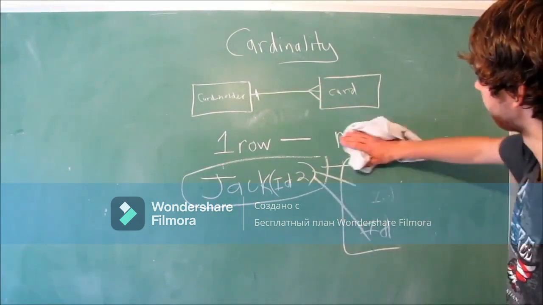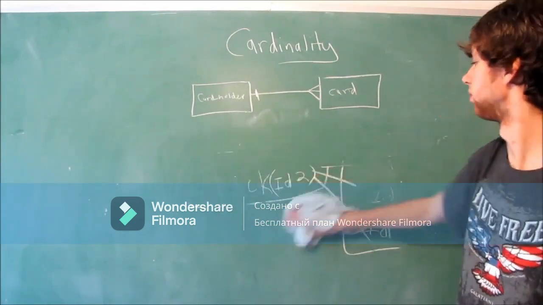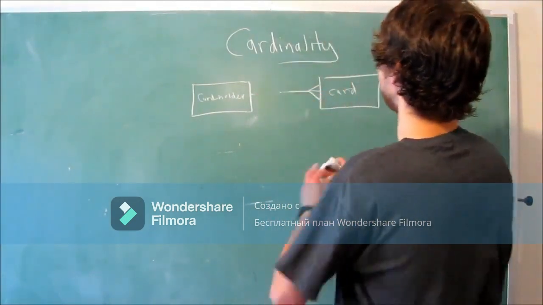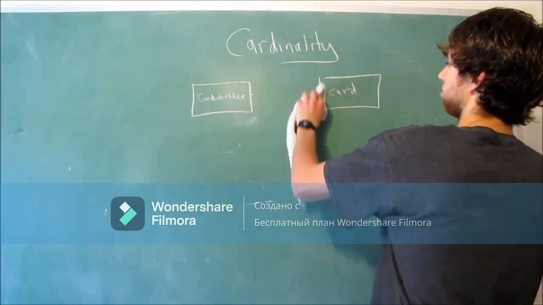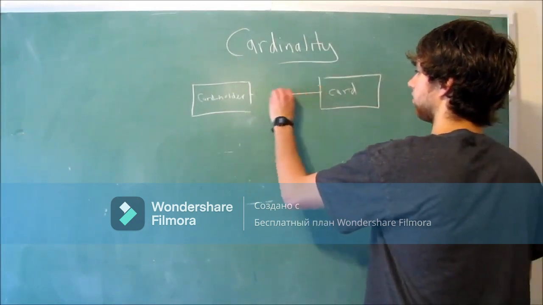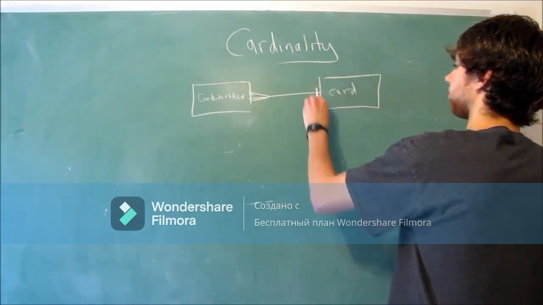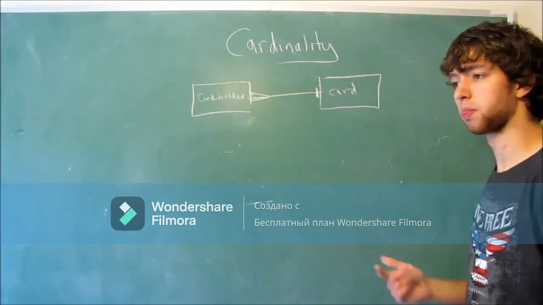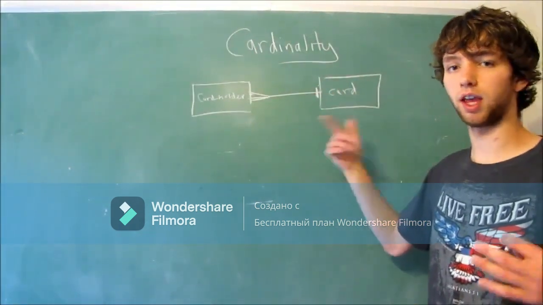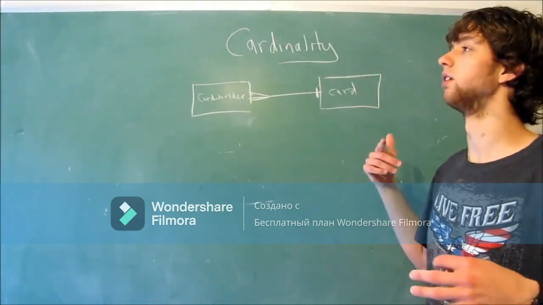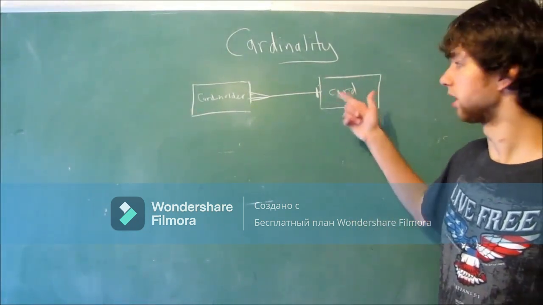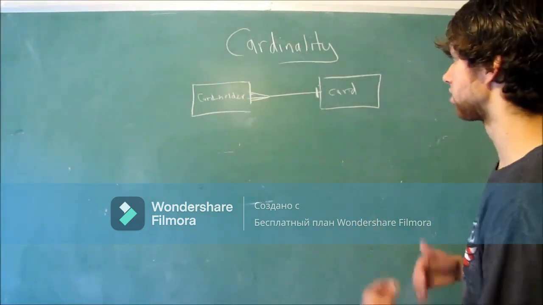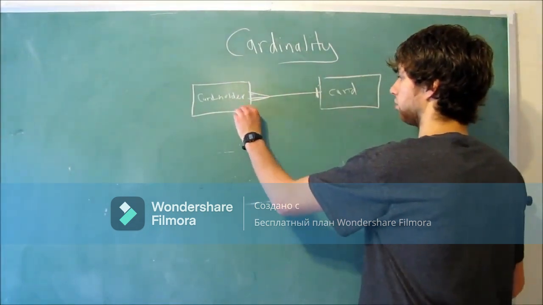Now let's look at it the other way. We could have a many-to-one relationship, or basically a one-to-many going the other direction. So we could have this. So now one card can be connected to multiple people, but one card holder can only be connected to one card. So that means one person cannot own more than one card.